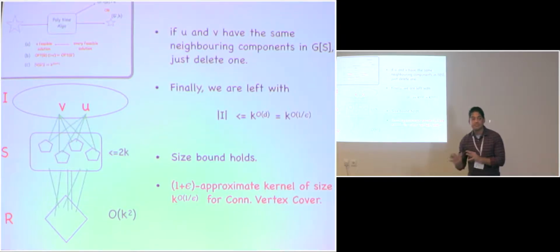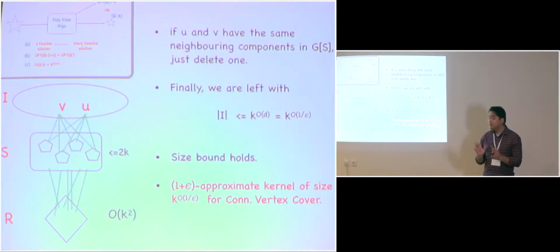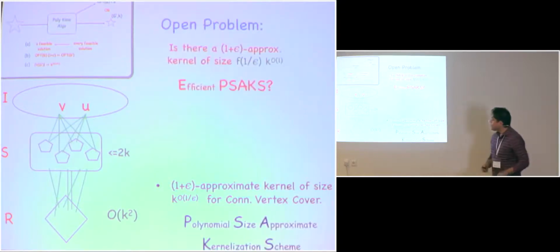OK? So if you're seeing this for the first time, of course, this will seem really intricate. But the only new thing that you're doing is a very greedy selection of vertices. It just happens that this is sufficient. So the size of the kernel here was k to the big O of 1 over epsilon.